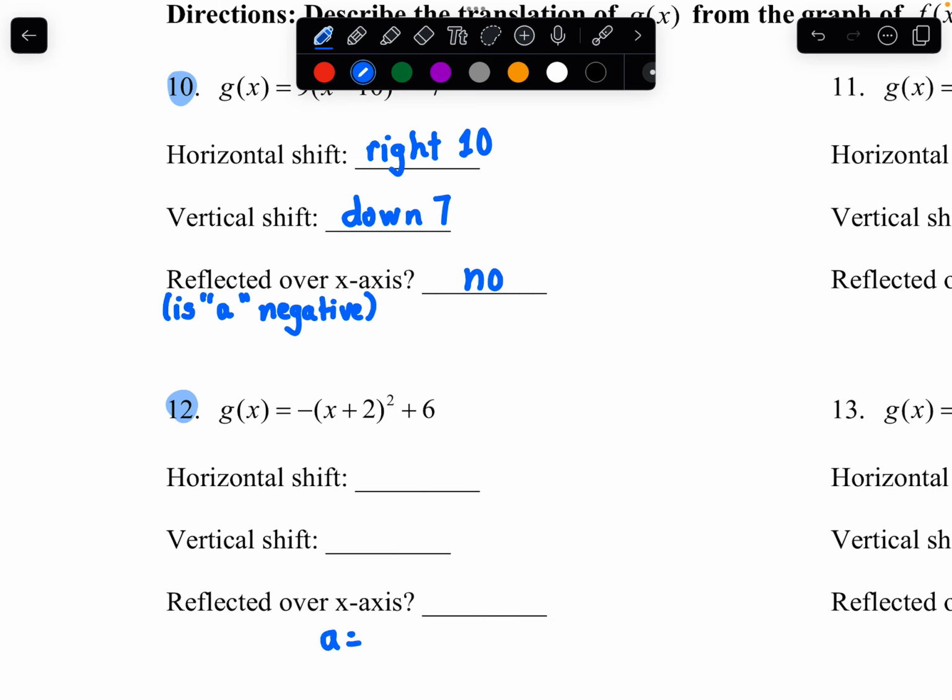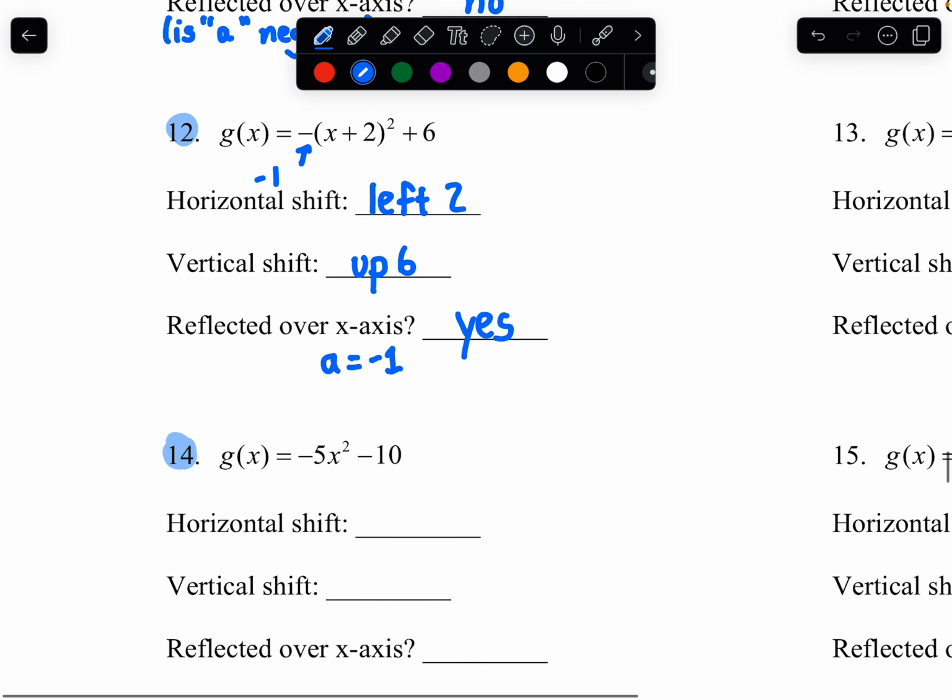But for the next one, I'll kind of answer this one backwards. Because a is equal to -1, right? We have this -1 out here. That is going to reflect over the x-axis. It's going to make us flip upside down. My horizontal shift now is going to be left 2, right? Because I do the opposite of that +2. And then the vertical shift always kind of does what you think it's going to do. That's a +6, so it's going to go up 6.